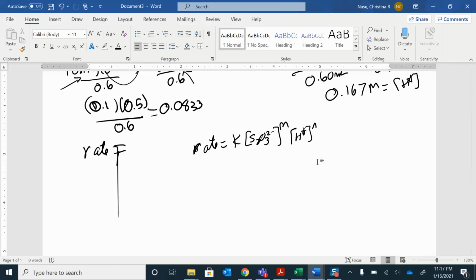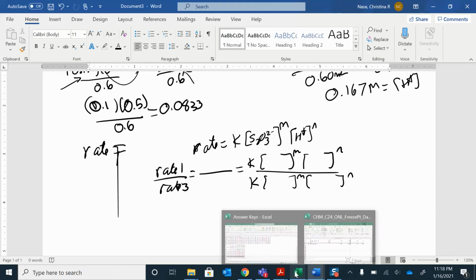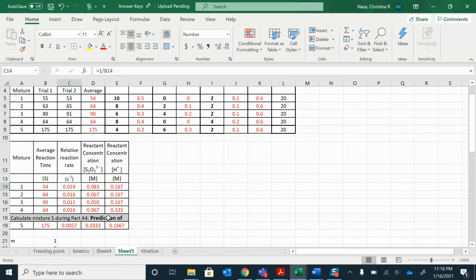So I'm going to set it up first. I'm going to say rate 1 over rate 3, and it's going to equal rate over rate, which is equal to K times concentration raised to the M times concentration raised to the N over K times some concentration raised to the M, concentration raised to the N. So I look at these values again on the table. Rate 1 was 0.019 and rate 3 was 0.011.